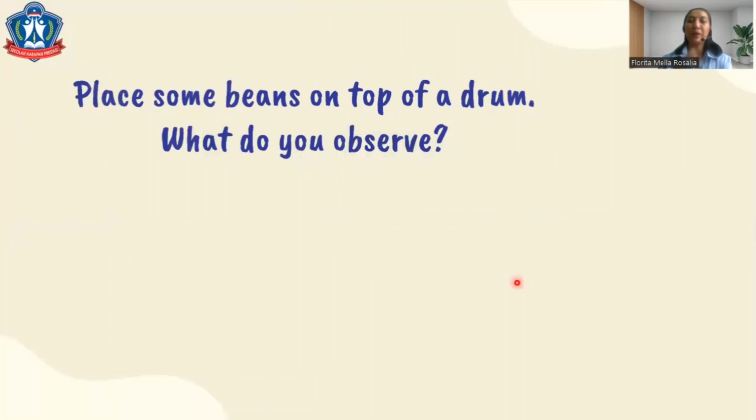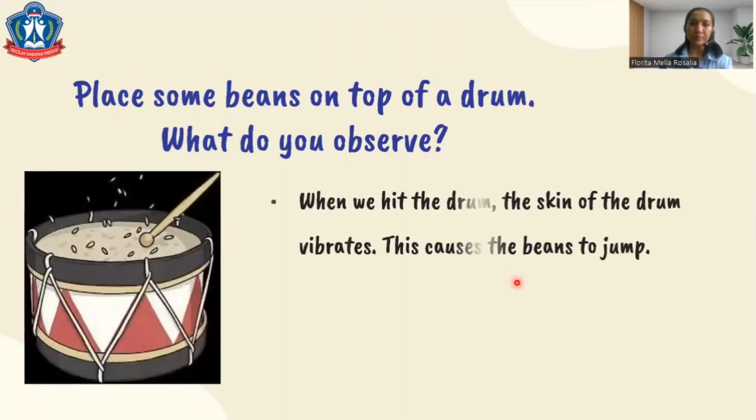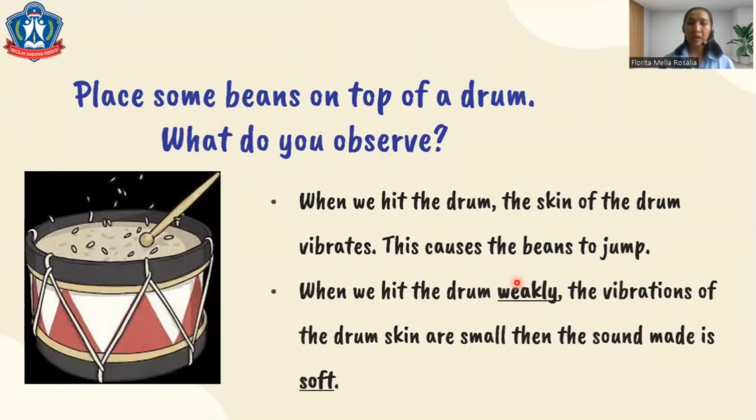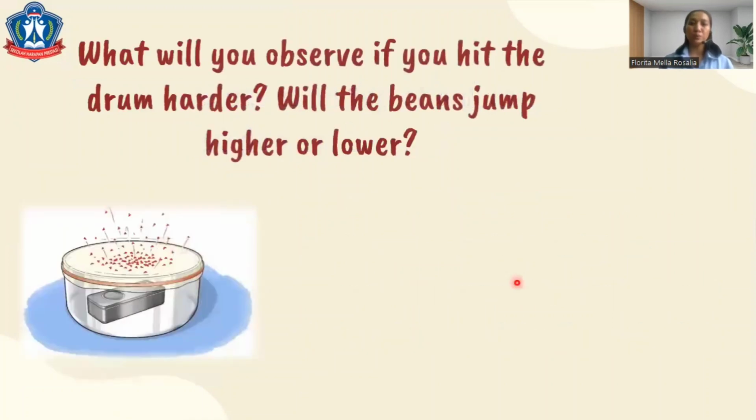So now, talking about volume. You can place some beans on the top of a drum, and what do you observe? When we hit the drum, the skin of the drum vibrates. This causes the beans to jump. When we hit the drum gently, the vibrations of the drum skin are small and produce a soft sound. What will you observe if you hit the drum harder?